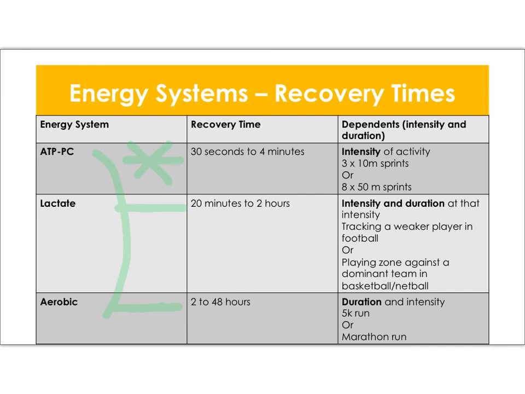If we reduce our intensity, then we won't use this tap either. These two taps will recover, will refill the tanks, and this one will become our predominant one. Oh, we've got to run again. The ball's coming towards us, so we use this one again. We're still tracking somebody, we're still marking somebody who's working fast, so we're using this tap.